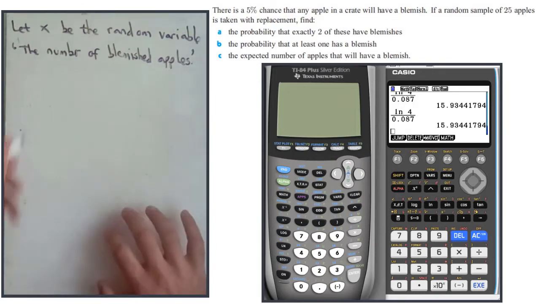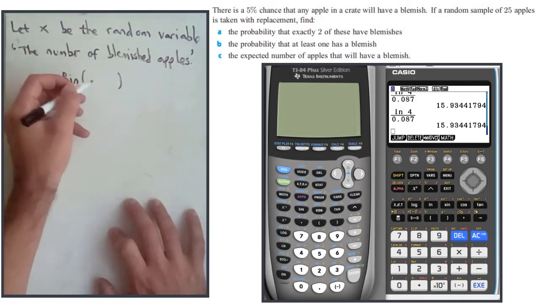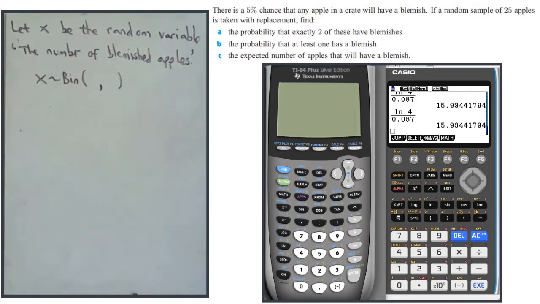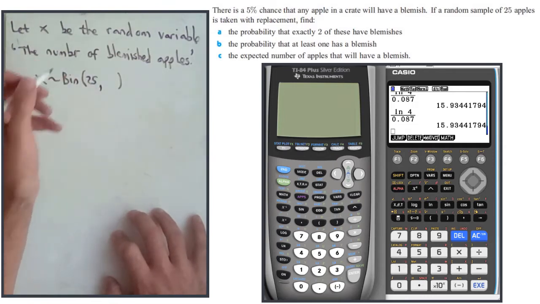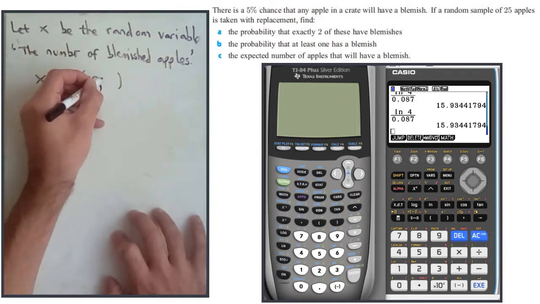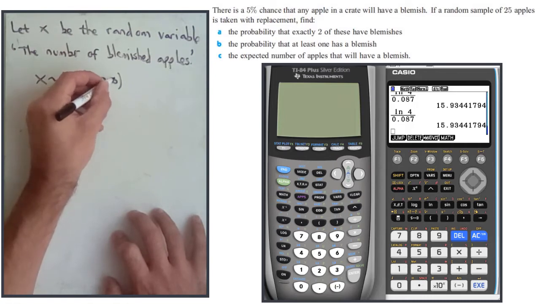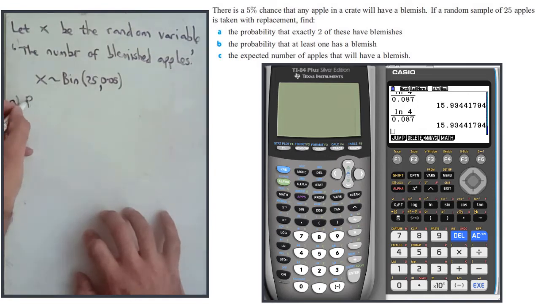now we've got that, we can write, well, how is this thing distributed? We know X is distributed as a binomial distribution. You can write B or Bin, and a binomial probability distribution is characterized by the number of trials and the probability of success. There's 25 trials because we're taking 25 apples in the sample. The probability of success is this 5% chance that it has a blemish, so 5% is 0.05. Okay, so now we can get to the questions. A, we're finding the probability that exactly 2 apples have blemishes. We're finding P(X = 2).